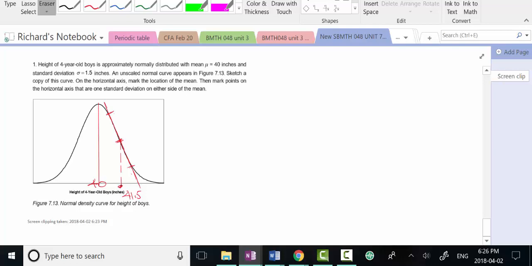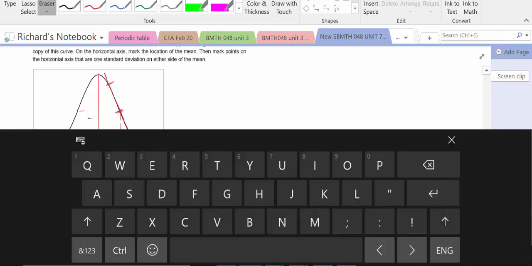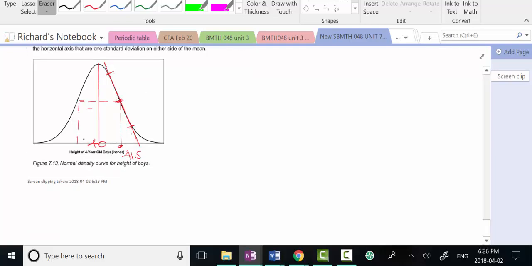Now, because it's totally symmetrical, I'm going to draw a line parallel to the axis over to what I identified as my first standard deviation point. And then I'm going to come down again and locate the lower standard deviation, the minus 1.5. So 40 minus 1.5 is 38.5. That point there is 38.5.